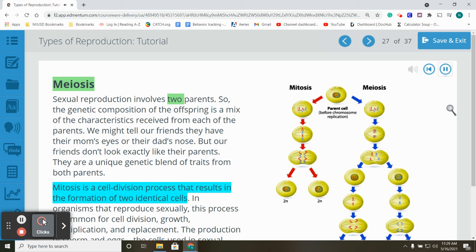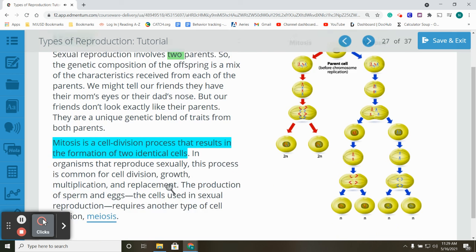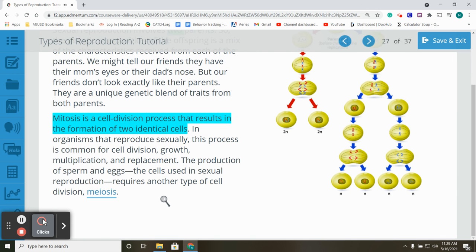Mitosis is a cell division process that results in the formation of two identical cells. In organisms that reproduce sexually, this process is common for cell division, growth, multiplication, and replacement. The production of sperm and eggs, the cells used in sexual reproduction, requires another type of cell division, meiosis.